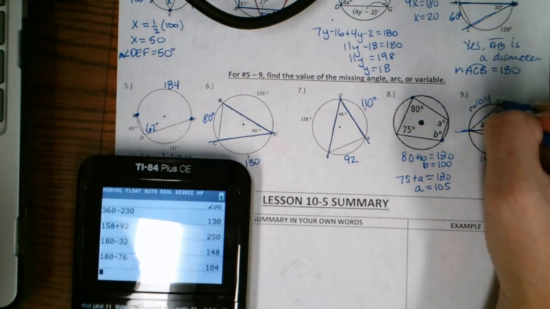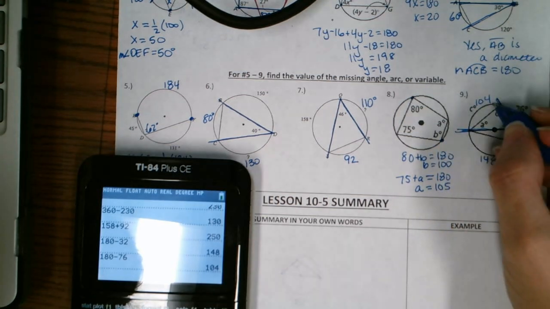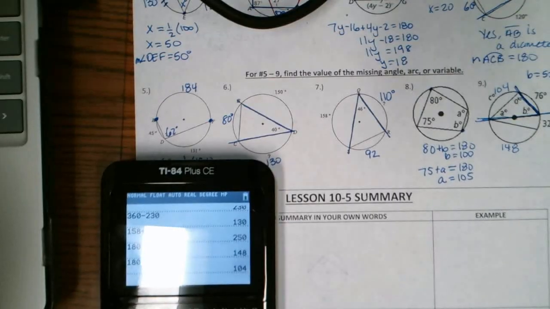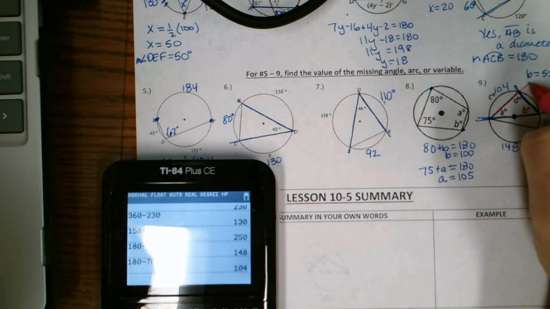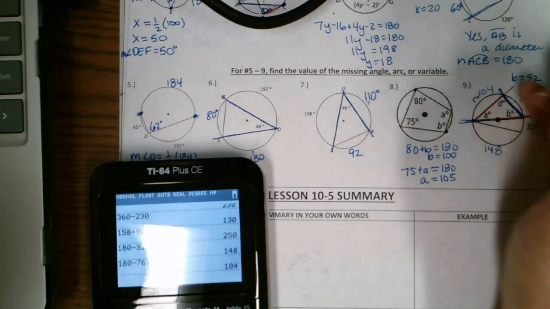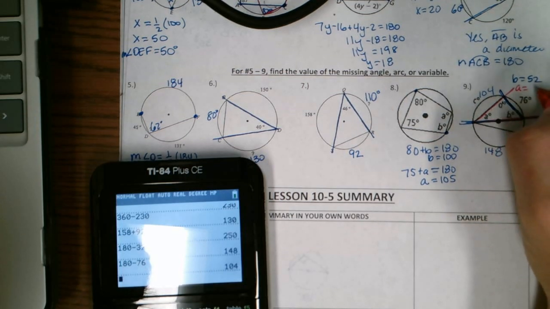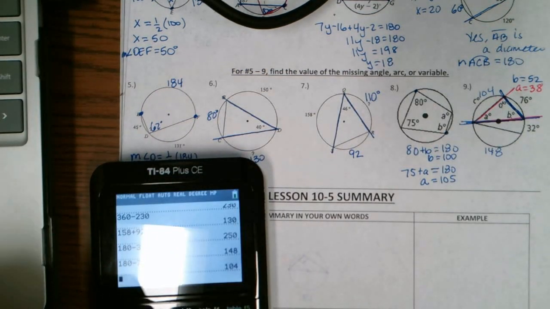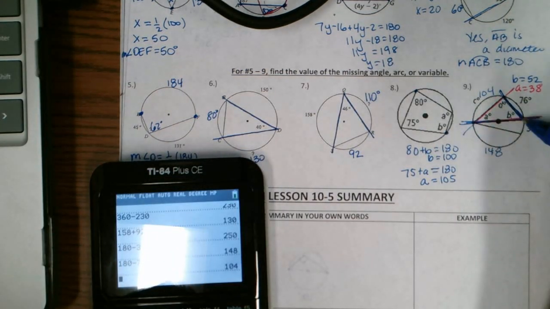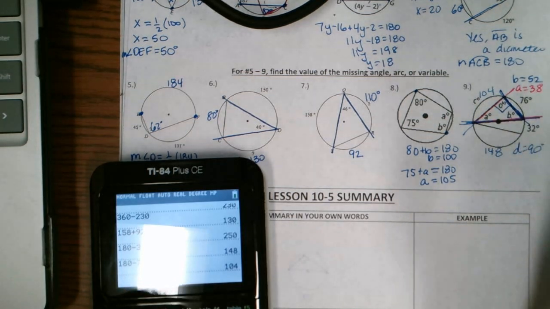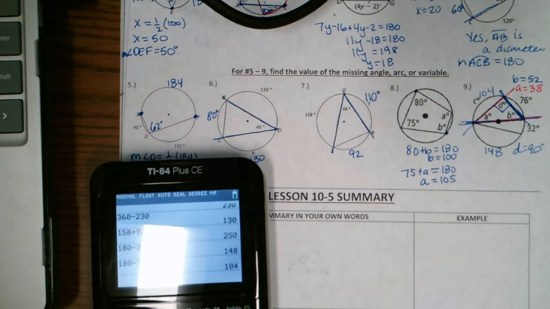Now, this angle here for B intercepts the 104, so B would be half of that. So B is going to be 52. A, going this way, intercepts the 76. So A would be half of the 76. A would be 38. And then lastly, D. D intersects the semicircle, so D has to be a right angle. D is 90 degrees. Alright, so that's your review for 10.4.